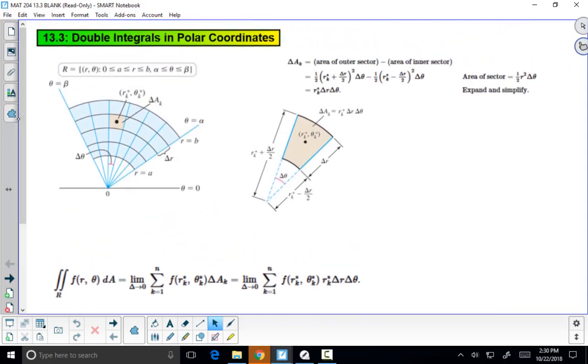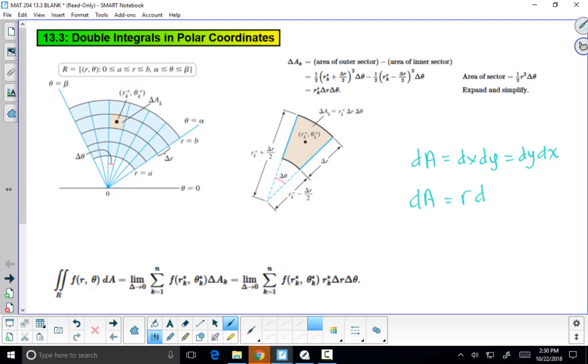And the trick is going to be to convert the differential. So we've been integrating f dA, and we've been turning our dA into dx dy or dy dx, depending on which way we wanted to integrate. But we want to figure out how to write our dA in polar. And the key is that it's going to be equal to r dr d theta. That's how we're going to write an area differential in polar.